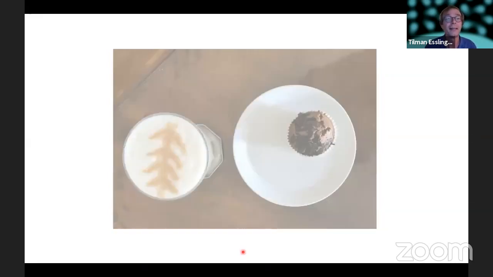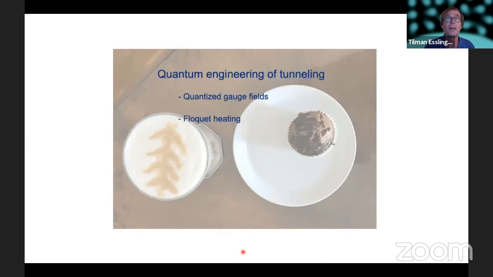And then I will tell you about quantum engineering of tunneling, and you will see what I mean with that. And it's about engineering a quantized gauge field, so that the gauge field is no longer a classical field, but a quantum field. And then, as you may all know, if you use driven lattice systems, then you often have Floquet heating. But I will not tell you about Floquet heating, but I will tell you about how you can actually get rid of the Floquet heating.